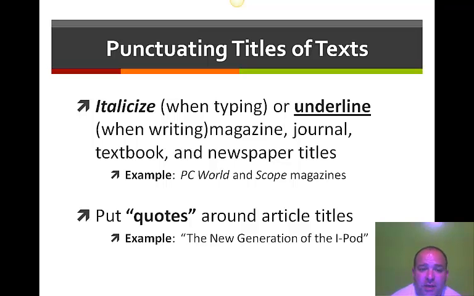Once again, when we're writing our summaries, this part is very important, we have to pay attention to this. When typing, we're going to italicize it, Control I. If we're writing it out by hand, we're going to underline the magazines, journals, textbooks, and newspaper titles. So say it is Scope magazine. Scope is going to be italicized. PC World would be italicized. If we handwrite them, they would both just be underlined.